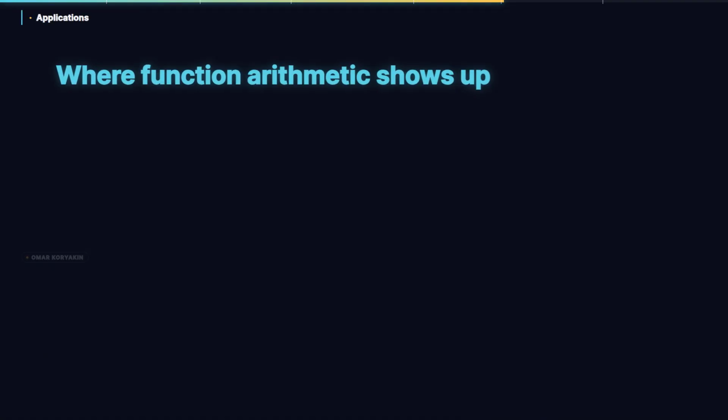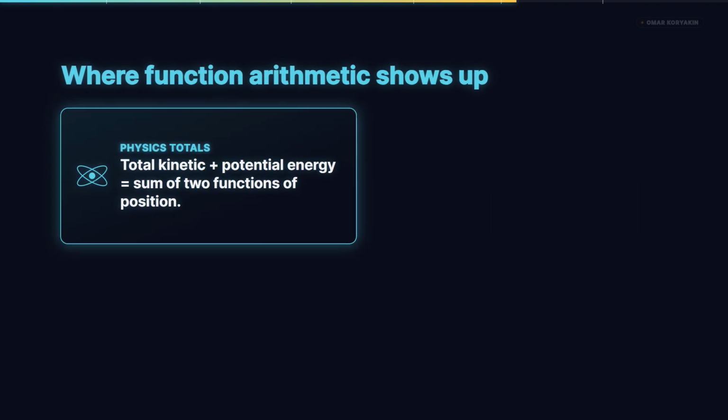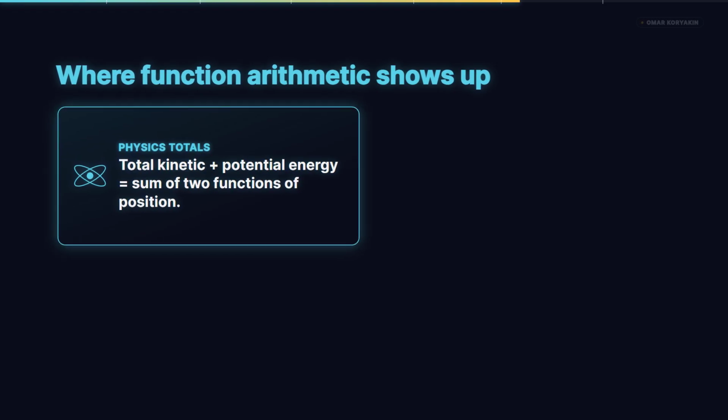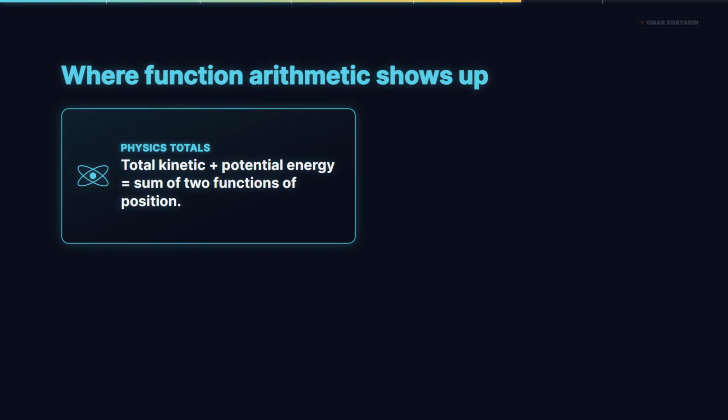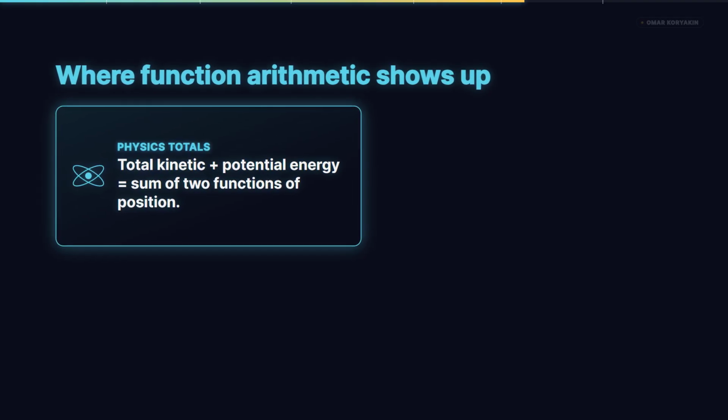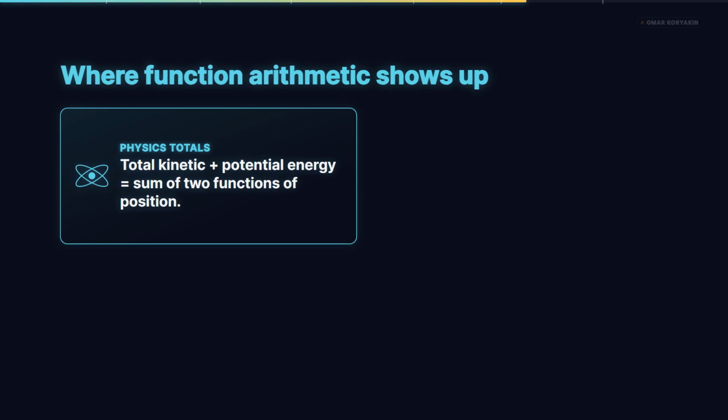Function arithmetic appears constantly across physics, programming, finance, and statistics because building complex quantities from simpler component functions is one of the most common modeling moves in all of quantitative work. 4 broad sectors below. In physics, the total energy of a moving object is the sum of its kinetic energy and its potential energy, both of which are functions of position. The total energy as a function of position is therefore the sum of two component functions.